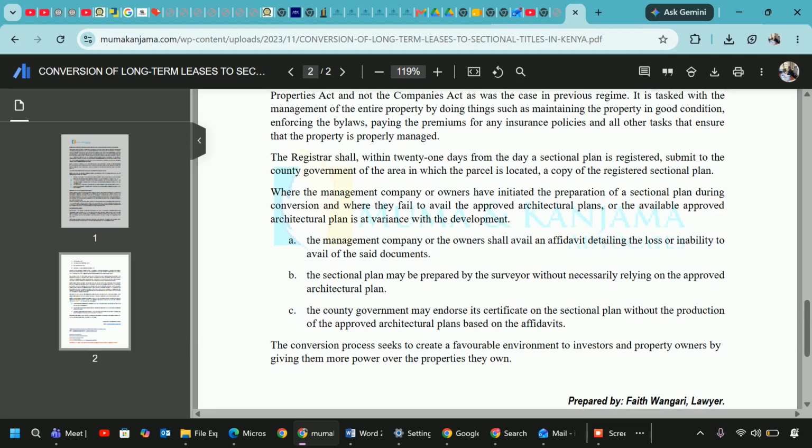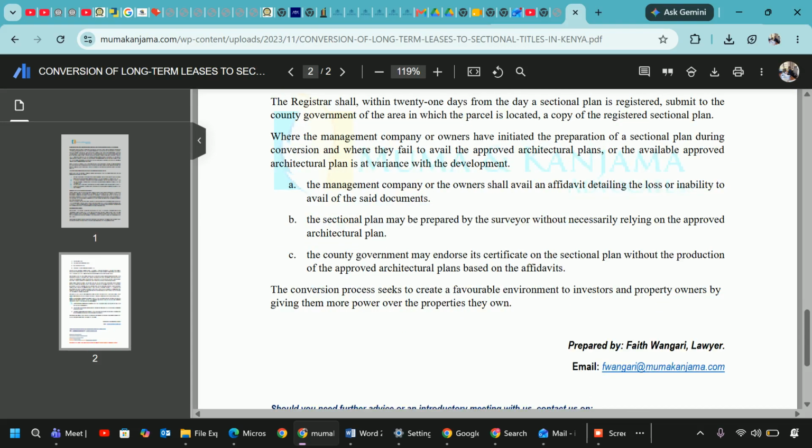Where the management company or owners have initiated the preparation of a sectional plan during conversion, and where they fail to avail the approved architectural plan, or the available approved architectural plan is at variance with the development, the management company shall avail an affidavit detailing the loss or inability to avail the said documents, and the sectional plan may be prepared by the surveyor without necessarily relying on the approved architectural plan. And C. The county government may endorse its certificate on this sectional plan without the production of the approved architectural plans based on the affidavits.